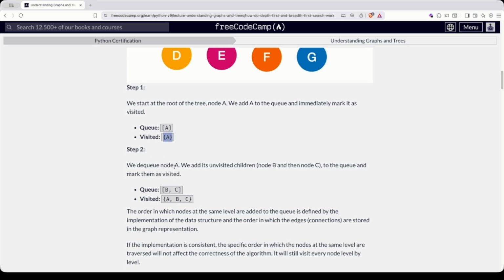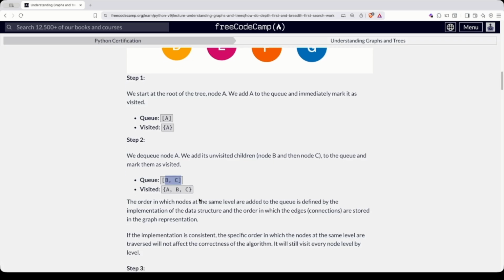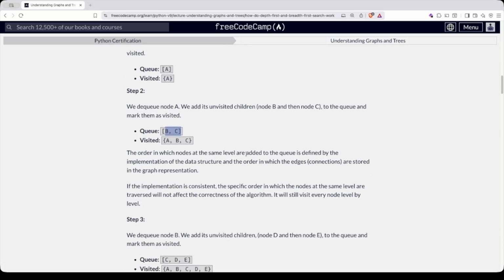Step 2, we dequeue node A. We add its unvisited children, node B and C, to the queue and mark them as visited. So now we have A, B, and C visited, and the queue contains B and C. The order in which nodes on the same level are added to the queue is defined by the implementation of the data structure and the order in which the edges, connections, are stored in the graph representation. If the implementation is consistent, the specific order in which the nodes at the same level are traversed will not affect the correctness of the algorithm. It will still visit every node level by level.